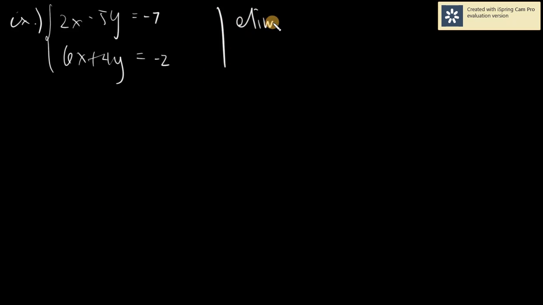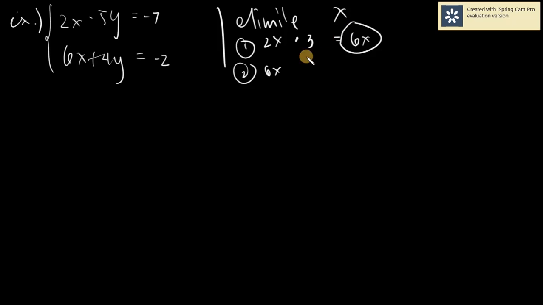I will now choose the easiest one: eliminate x. Equation 1 has 2x, equation 2 has 6x. For them to be the same, I will multiply the first by 3, so I will have 6x. It's already the same, right? You don't necessarily need to multiply them together. If you know how to balance your given variables immediately without changing the other, then that's better. So you multiply this by 3, it's 6x.